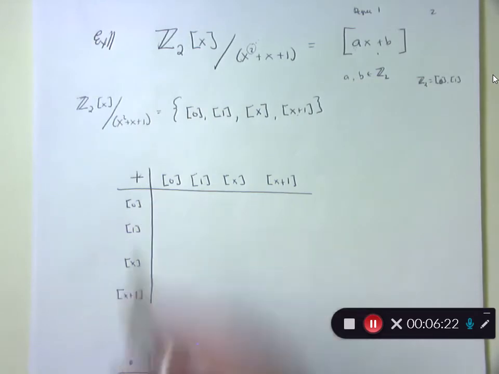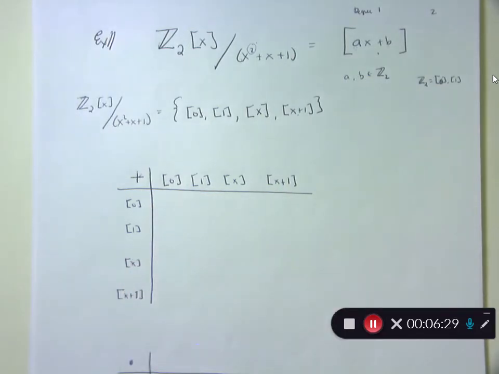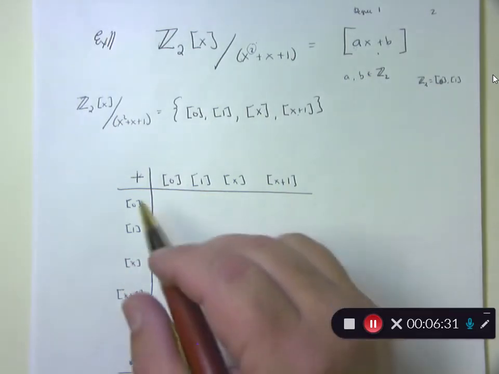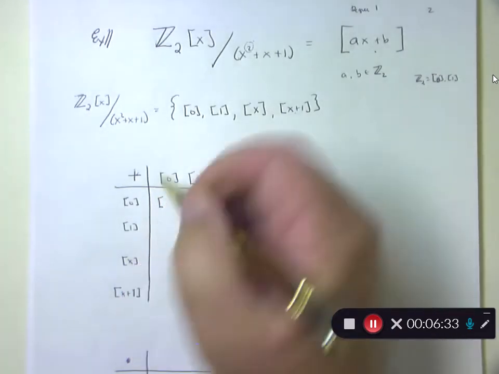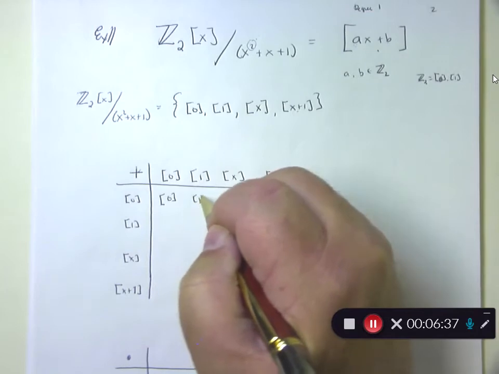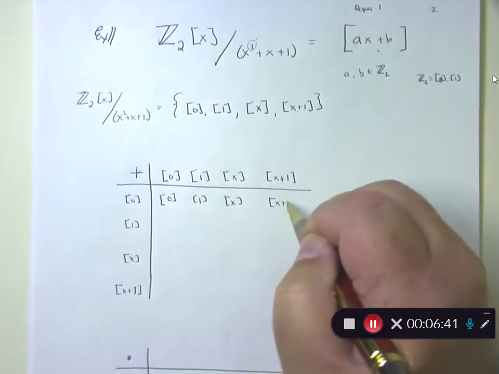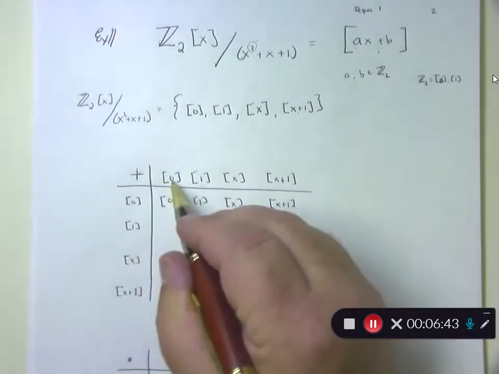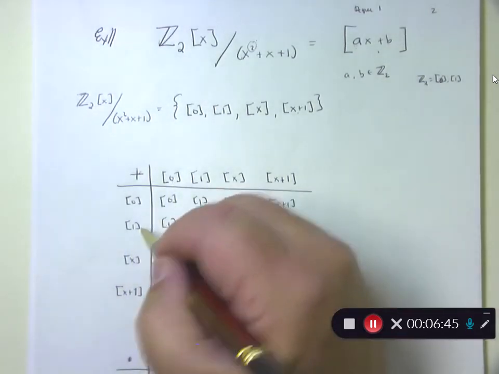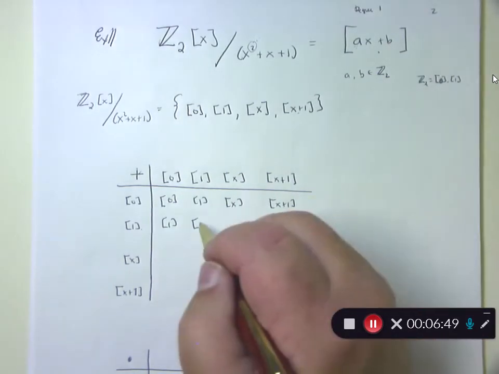Well, this is addition, so this is not going to be overly difficult for us. What's the 0 equivalence class plus any other equivalence class? Remember how we define how to add equivalence classes. You just add them and put an equivalence class here, and it's got to be one of these elements, though. So 0 plus 0 is 0, 0 plus 1 is 1, 0 plus x is x, and 0 plus x plus 1 is x plus 1. 1 plus 0 is 1. 1 plus 1 is 2, but 2 is equivalent, in Z2, to 0 again.